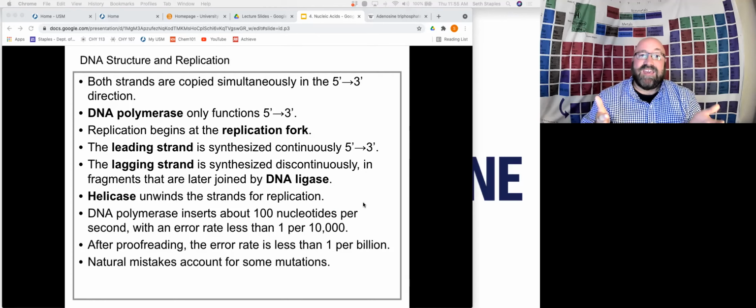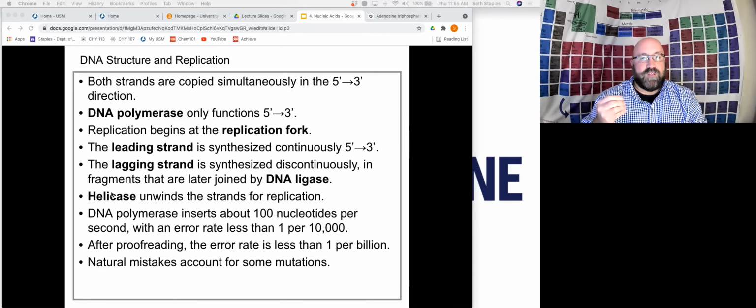The enzyme helicase unwinds the strand to begin with. And so all these different enzymes, DNA polymerase, remember ACE, that indicates an enzyme. DNA polymerase, DNA ligase, helicase, all these different enzymes at work to help this process.